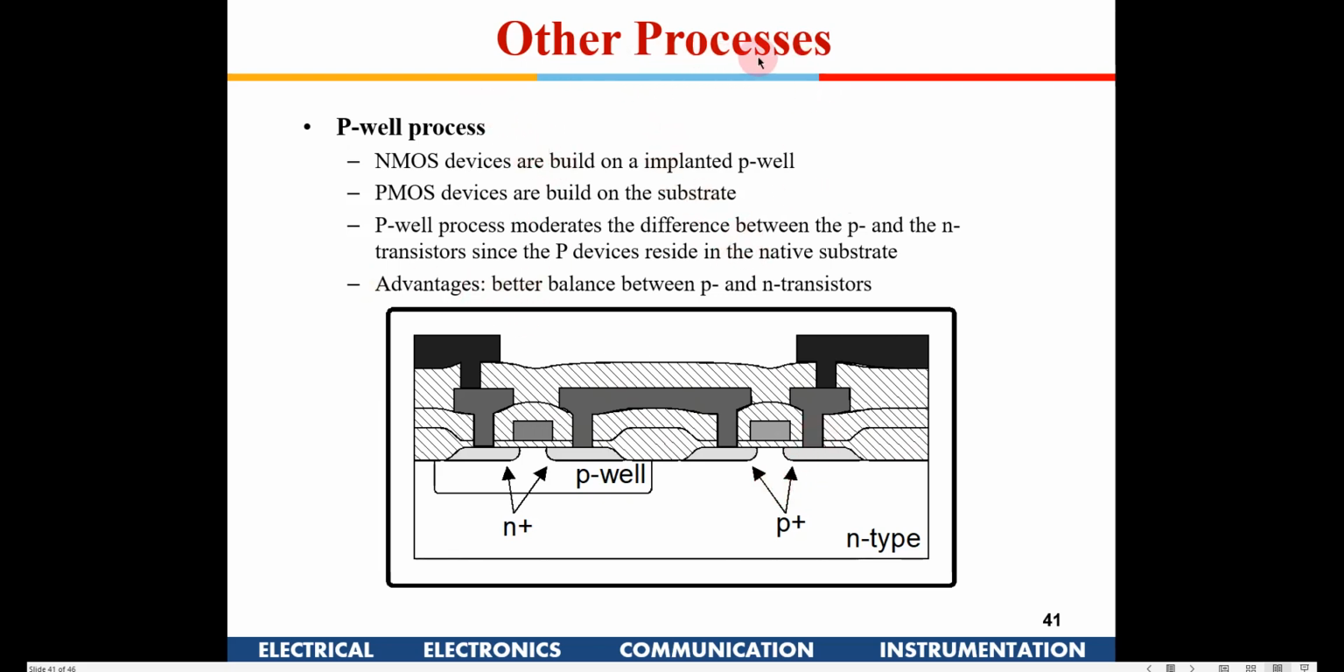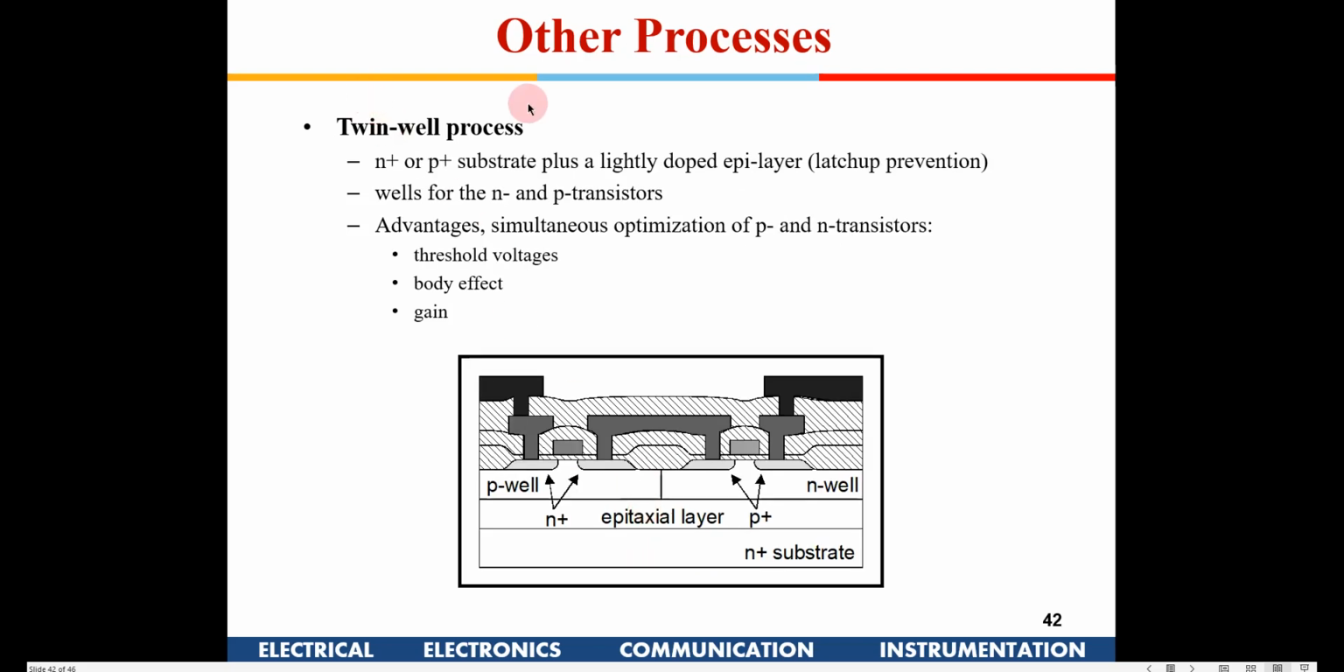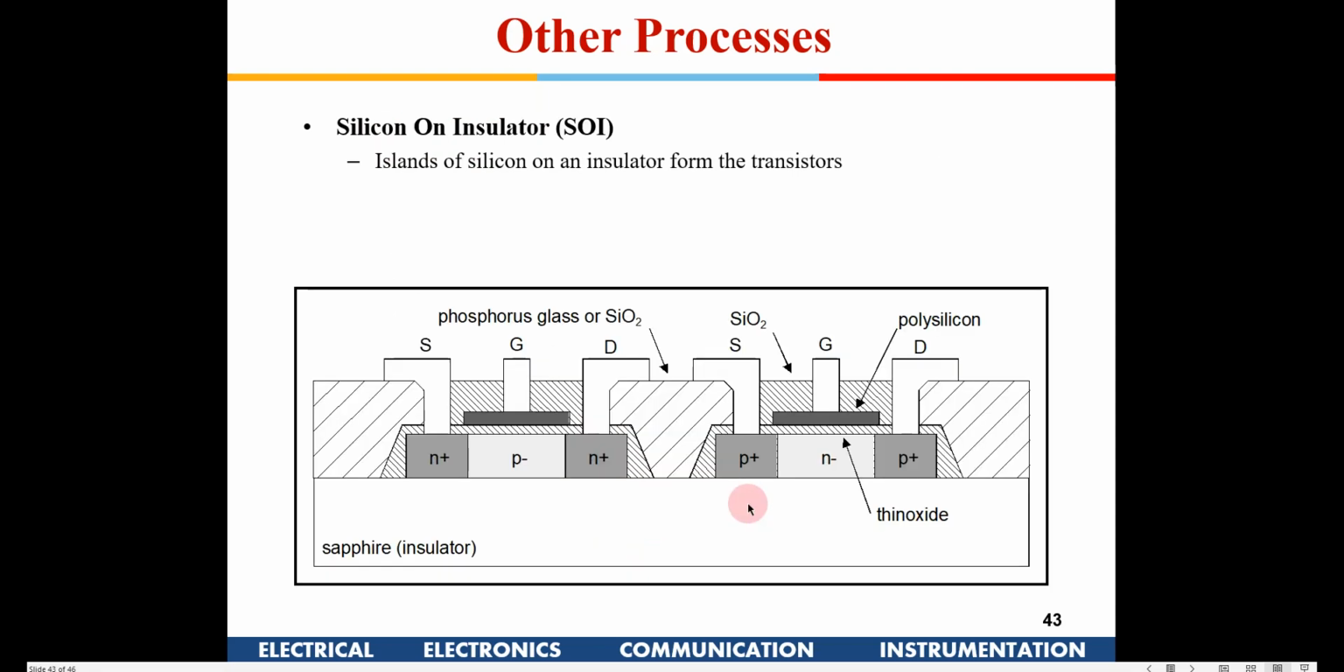There are certain other processes which we discussed in the first class, I said. We can have an N plus region and then a P well here, right? These kind of double wells are also used where you want to have a separate body connection. So you can have this twin well process: you have an epitaxial layer, you have an N well, and you have a P well. These are some of the processes which are used in modern day.